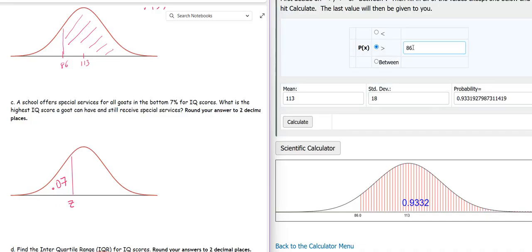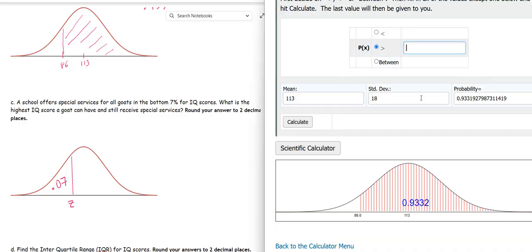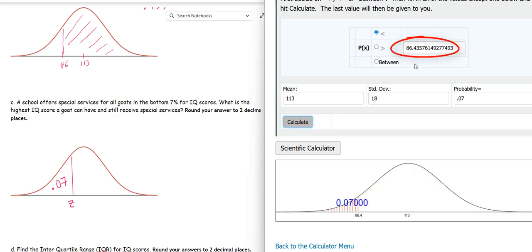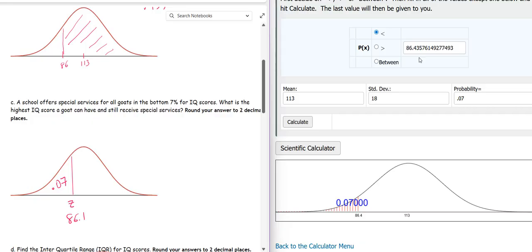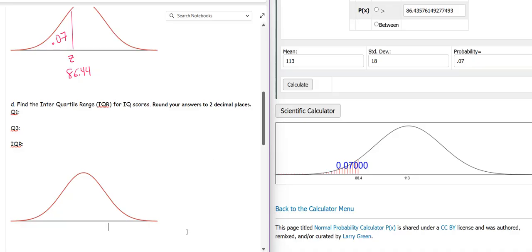So we go back over to our calculator and we clear it out and we put in 0.07 for our probability. And we want less than up here, and we hit calculate. And to 2 decimals, that rounds to 86.44. So this value here is 86.44. After that IQ, your goat does not qualify for special services.